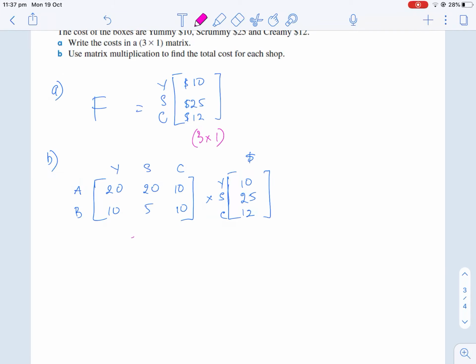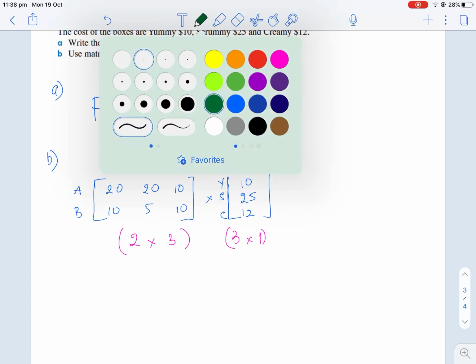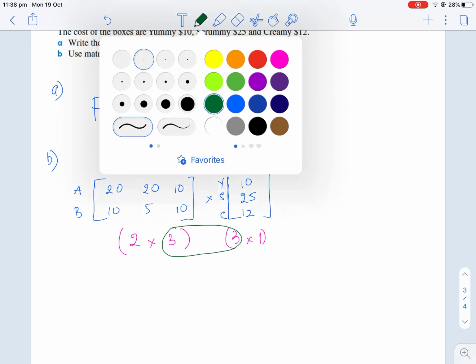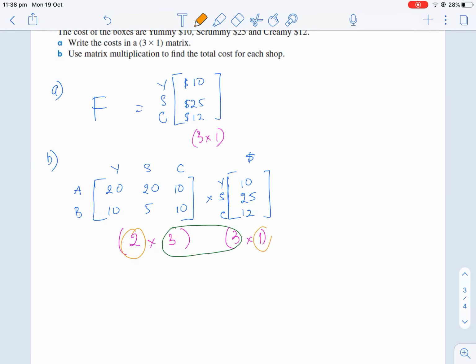So this one is 2 rows times 3 columns. And this one is 3 rows times 1 column. My mistake. And then this one is going to be defined. And the final answer is this one with this one. So it means the final answer is going to be 2 rows and 1 column. 2 rows only and 1 column.